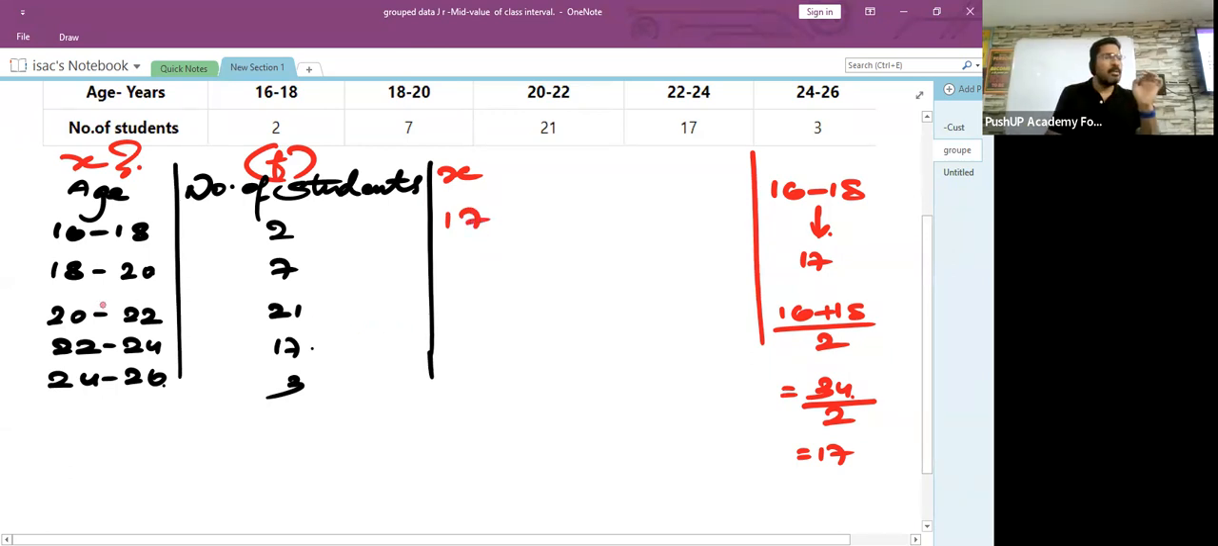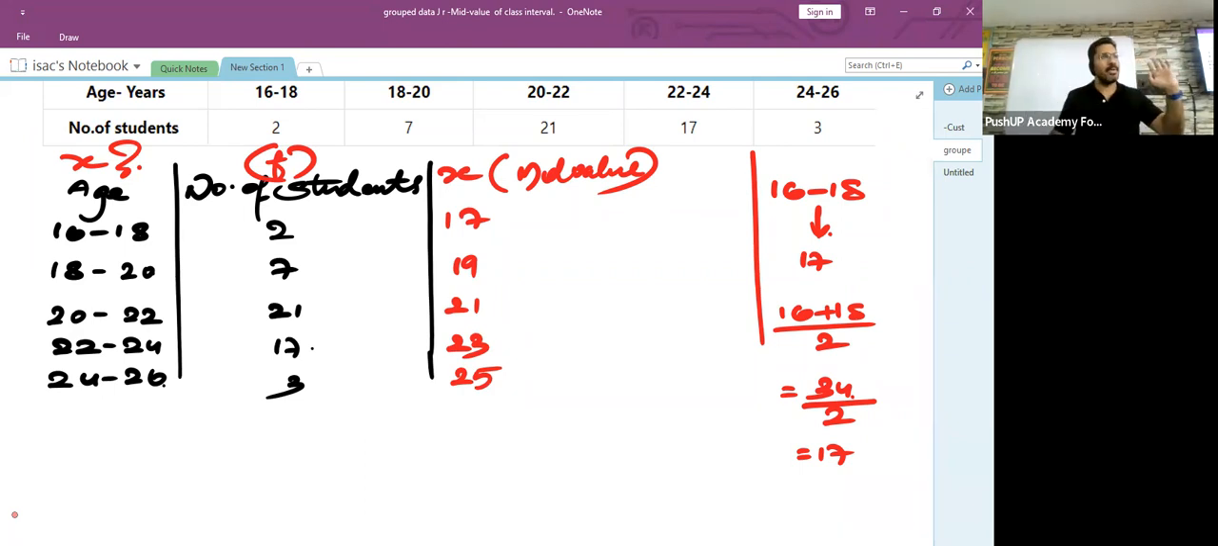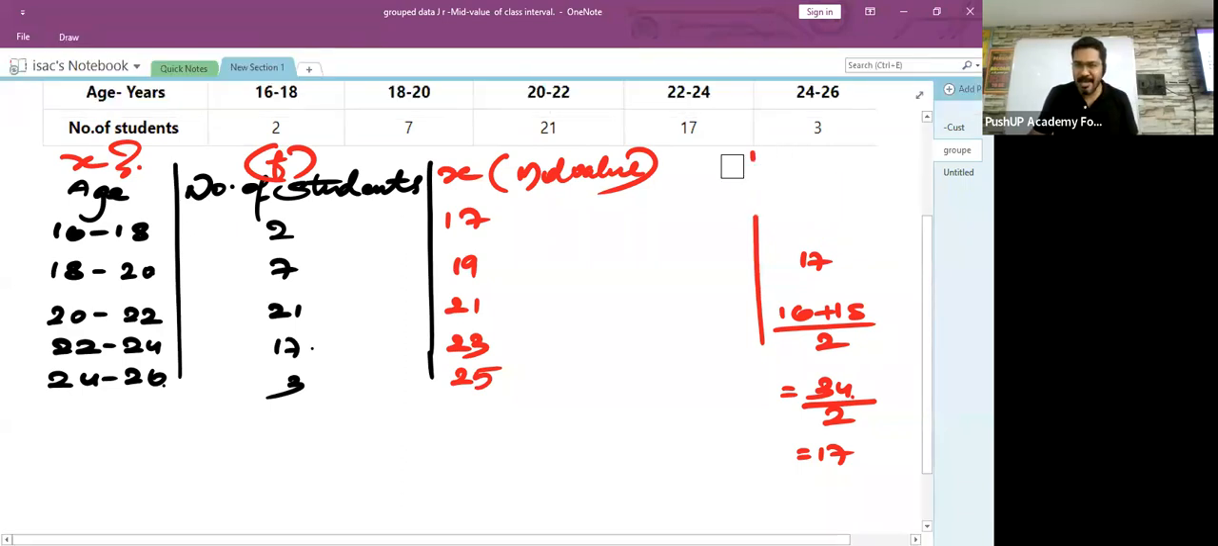What will be the mid value of 18 to 20? I'll write it here. Mid value. 18 to 20 is 19. Then 20 to 22 is 21. 22 to 24 is 23. 24 to 26 is 25. You got all the mid values, and these mid values are nothing but the column for variable x. So if this part is clear, the remaining part remains the same as ungrouped data.